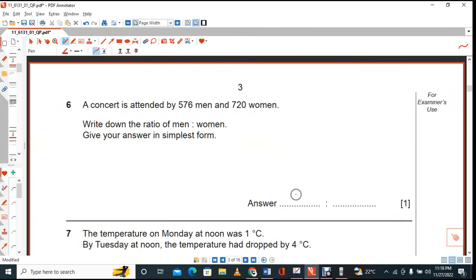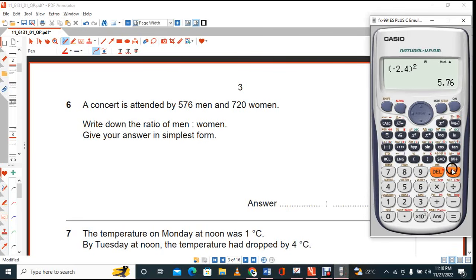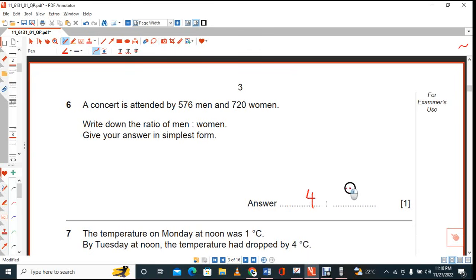Question 6. A concert is attended by 576 men and 720 women. And you're supposed to write down the ratio of men to women. Well, it's 1 mark. Just grab your calculator, put 576 over 720. Okay, you get a fraction 4 over 5, and as a ratio, it's 4 to 5. Please leave it as a ratio in its simplest form.